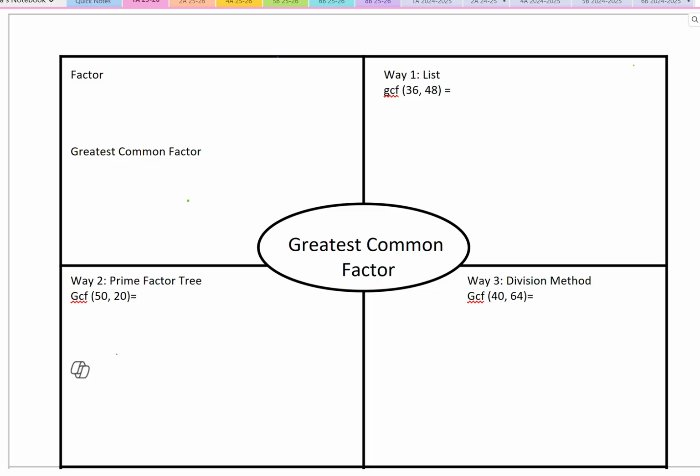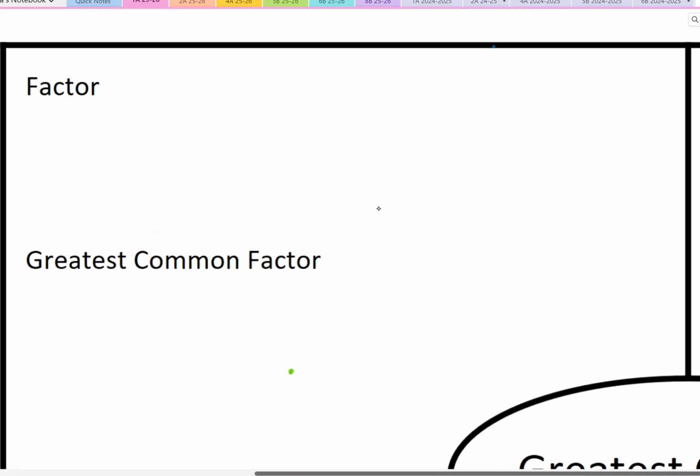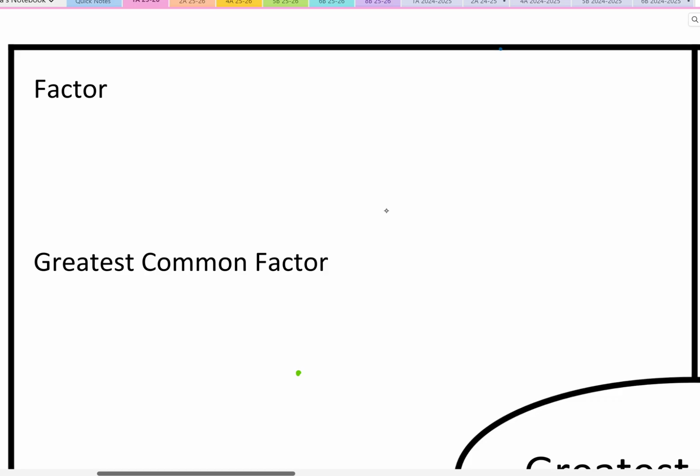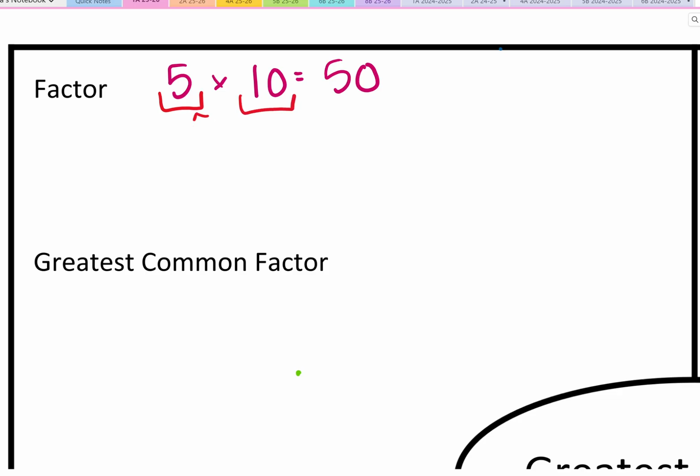Okay, so we are starting off with greatest common factor. Before we can get into what is the greatest common factor, I want us to first talk about what is a factor to begin with. So a factor, we see this in multiplication problems. If I have 5 times 10 equals 50, these two numbers right here, this 5 and this 10, are both called our factors. So we have two definitions for a factor. A factor is the parts of a multiplication problem.